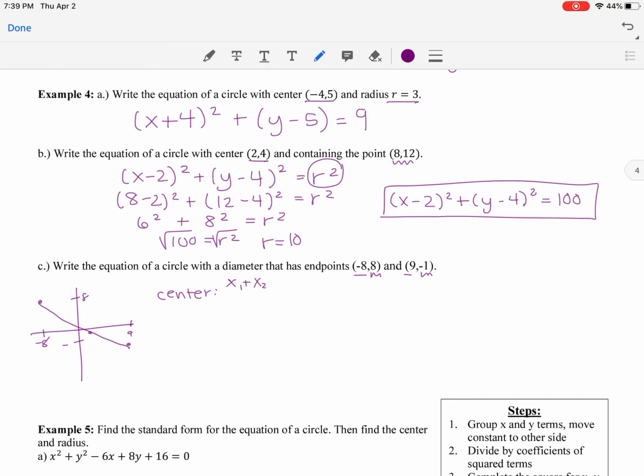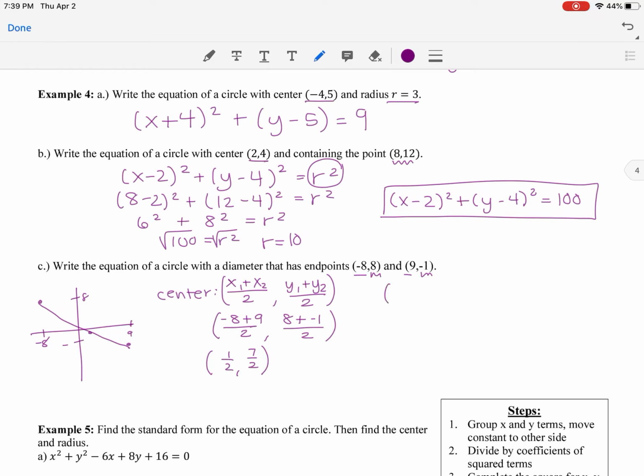I'm going to do it algebraically. So to do this, take your two x values and find the average of them. You're going to add it and divide by 2. Same thing with your y's. Take the average of your two y's and divide by 2. So we get negative 8 plus 9 all over 2. And then 8 plus a negative 1 all over 2. So here your center is a half and then 7 halves.